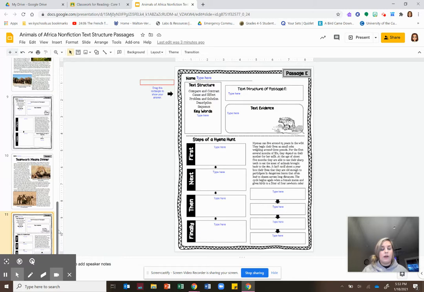We will be working on this in class as well this week, and I will be giving you some different examples of the different text structures as we are working on those. If you guys have any questions, please feel free to email me or comment on this assignment, or you can ask those questions when we are in class this week.